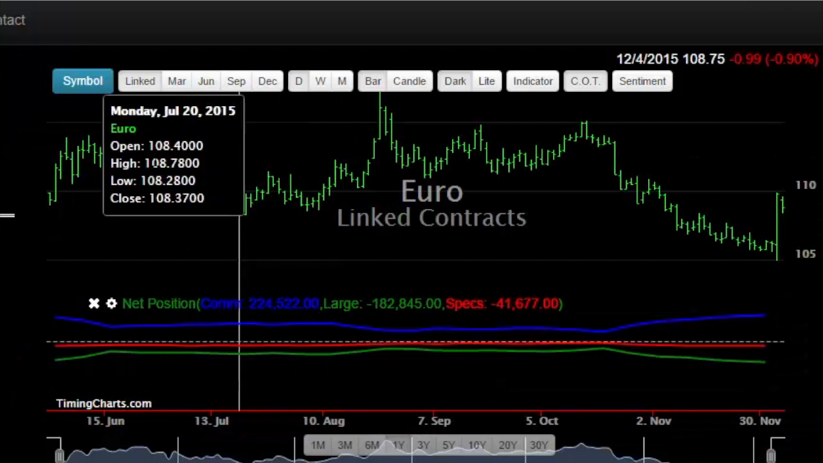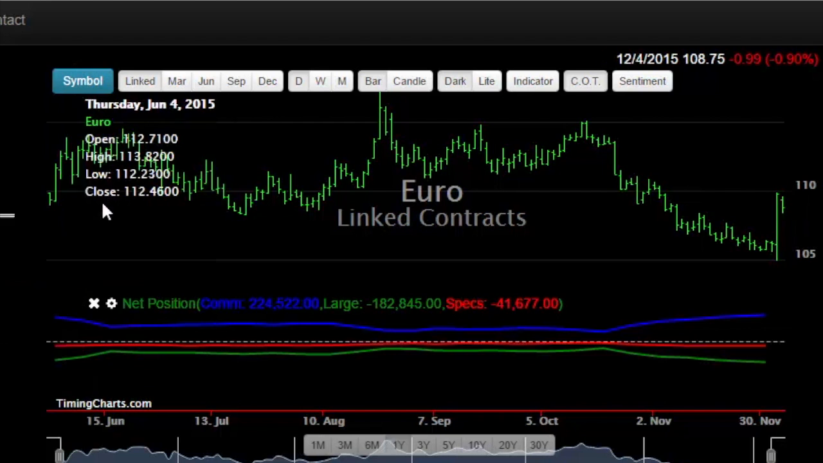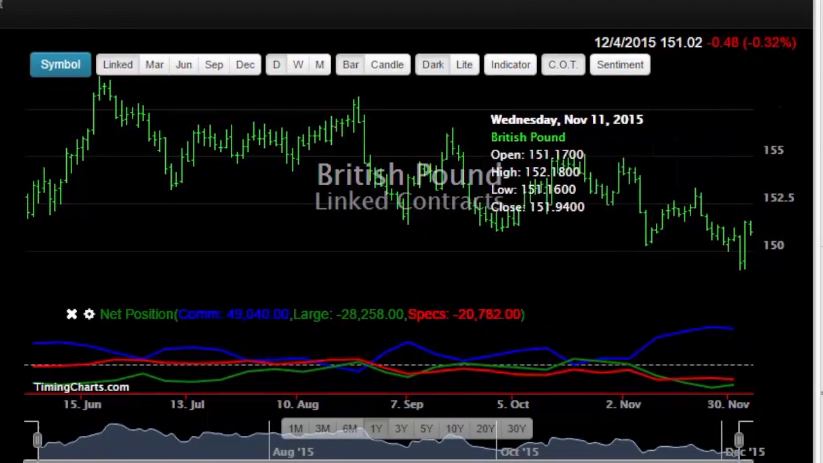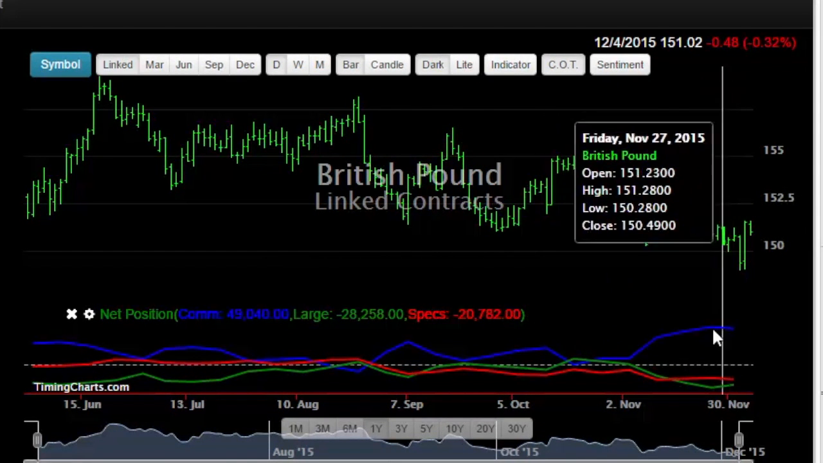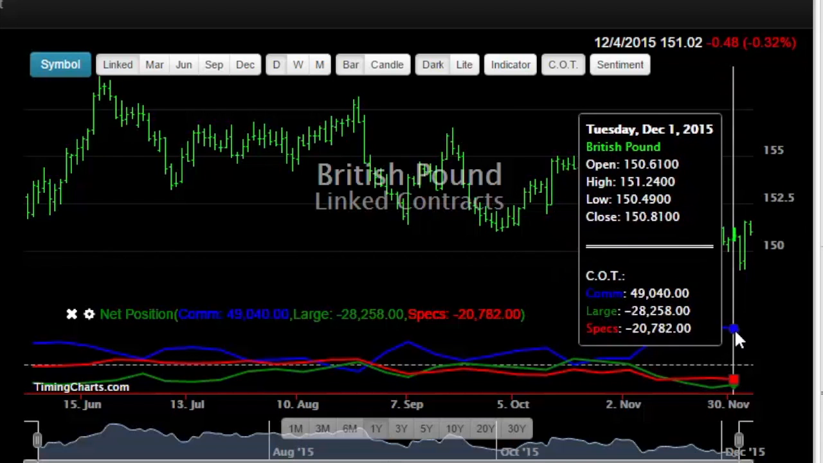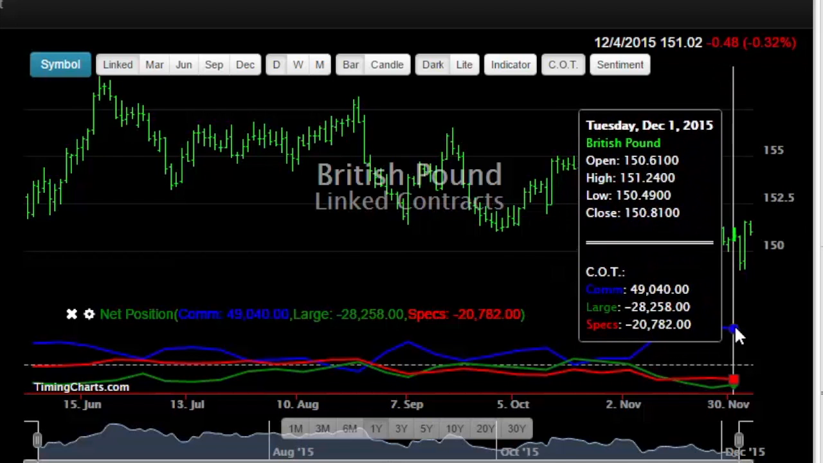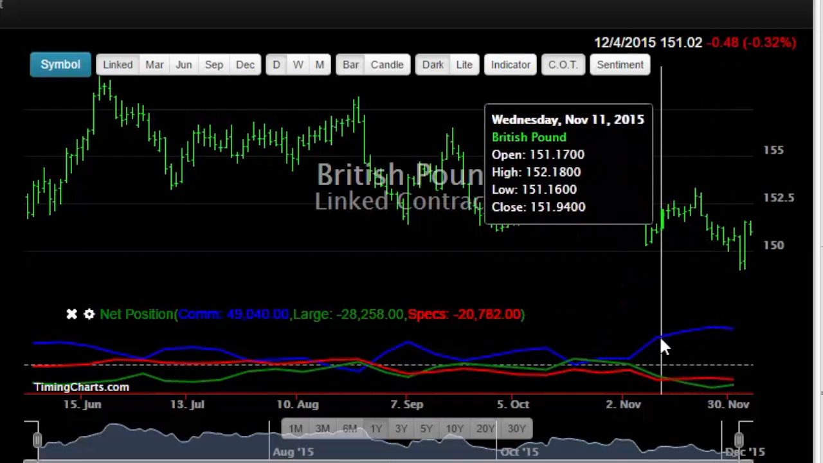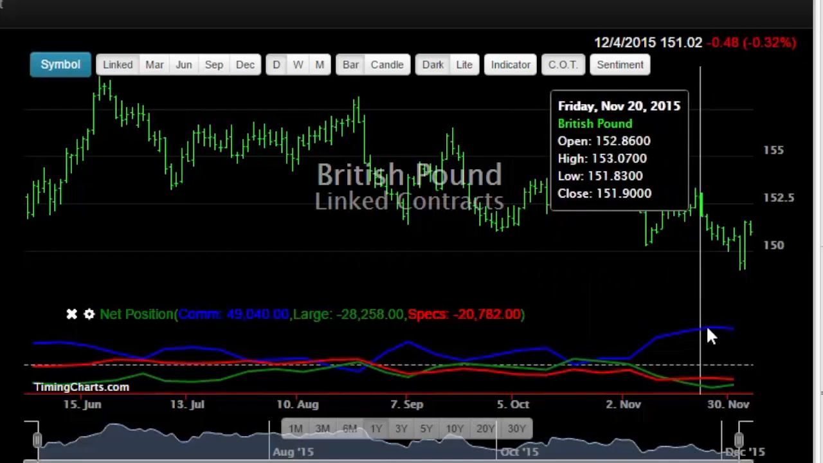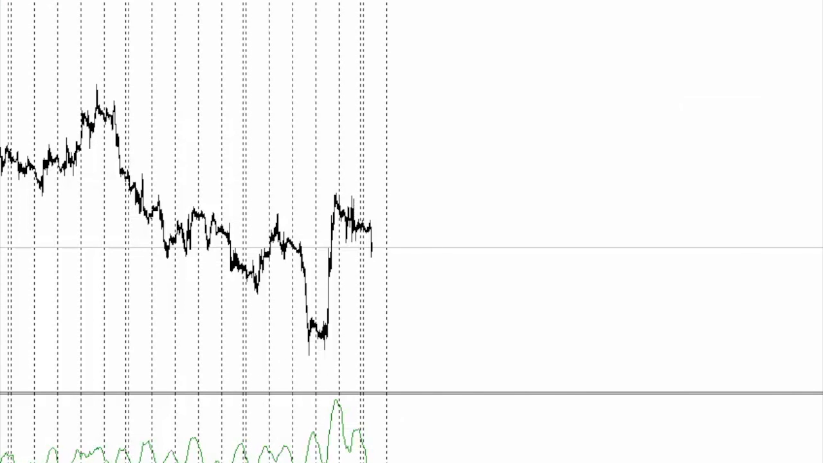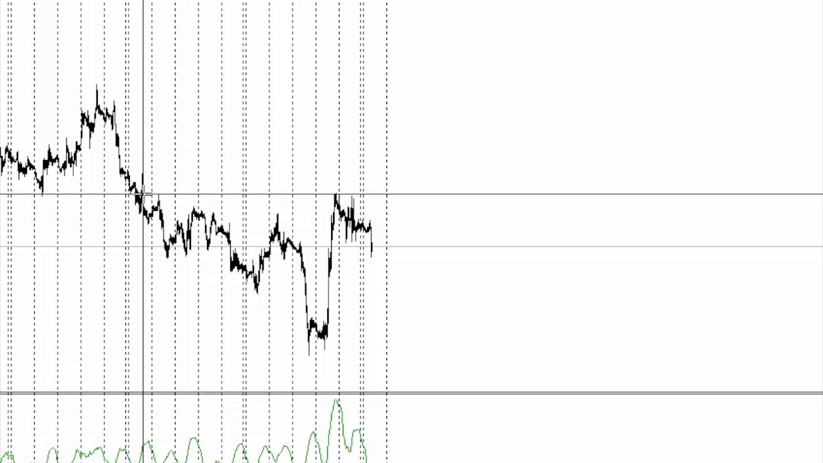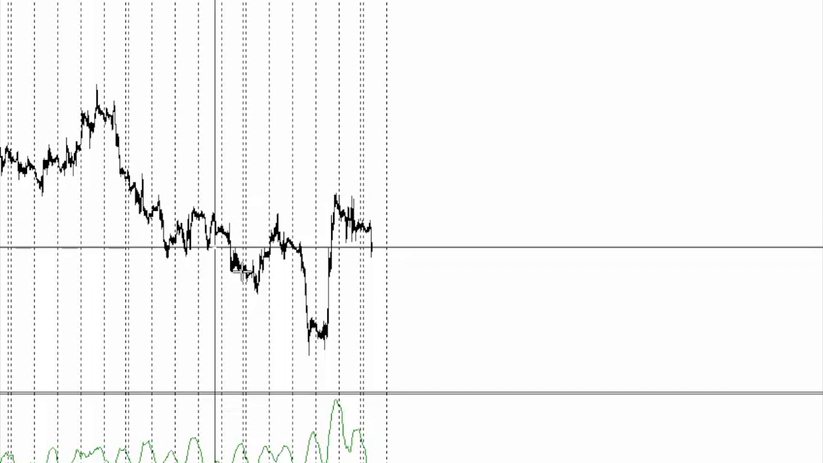Let's go to timing charts again and search for British pound here. Okay, what do we see here? We see now 4 weeks of published open interest, and the result by December 2nd is that open interest is not increasing, but for the previous 3 weeks it was increasing: November 10th, November 17th, November 23rd. And let's go to the chart and see what was happening on November 23rd. It is here, and we have seen the report here.